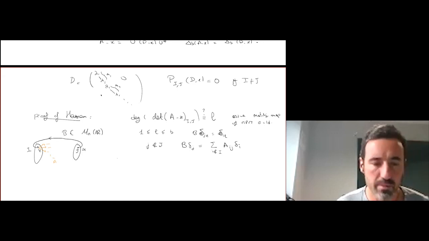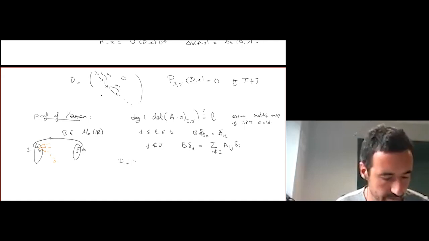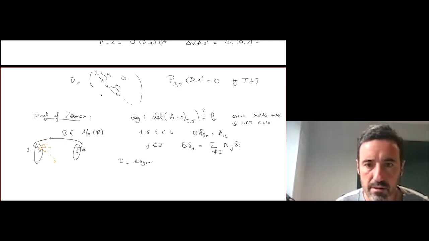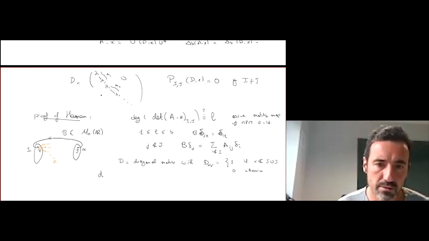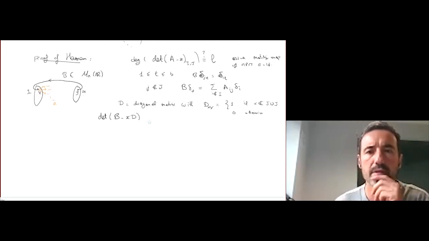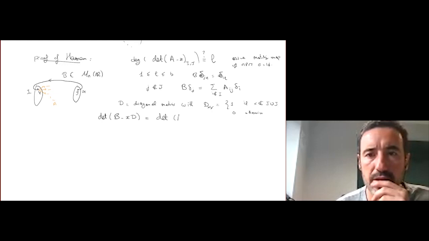And if you do that, after a moment of thought, you define D to be the diagonal matrix, with X equal to 1 if X is not in I or J, and 0 otherwise. Okay, and if you look, you will observe that the determinant of B minus XD is exactly the determinant of A minus Xij that you are interested in.